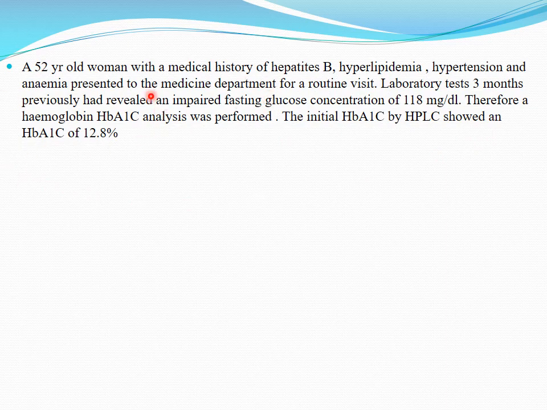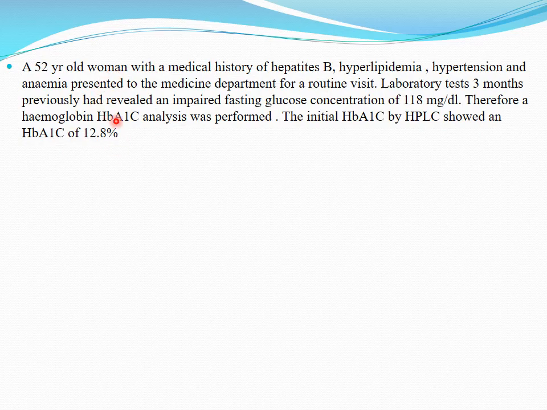Now see here, the impaired fasting glucose concentration of 118 is not in the diabetic range. Okay, and besides this, you don't get anywhere any such sign and symptom or any such blood parameter level which gives you the indication of diabetes, but still you find that HbA1c is so high.